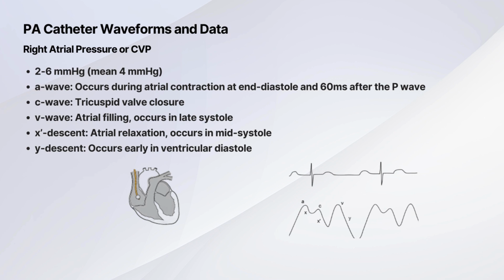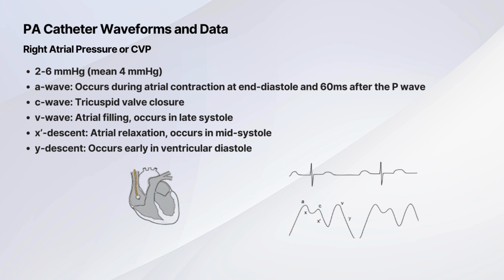PA catheter waveforms. Let's talk about right atrial pressure, or CVP. These are the waveforms we are expected to see when the catheter is in the right atrium. The pressure is 2 to 6 millimeters of mercury with a mean of 4 millimeters of mercury. Each letter A, C, V, X, or Y represents a specific time of the cardiac cycle.